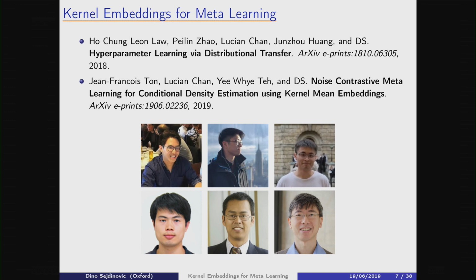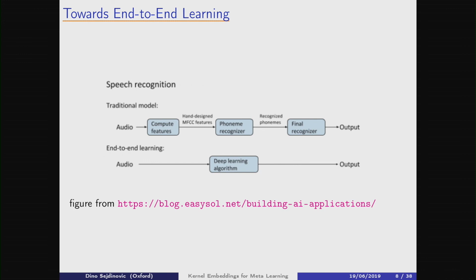Okay. So hyperparameter learning. Somehow that's one of the ultimate goals of what we're doing here. The ultimate goal is this idea of end-to-end learning. The dream is that we have raw data coming in and meaningful predictions going out. There's no human in the loop. There are no interventions. Everything happens automatically.